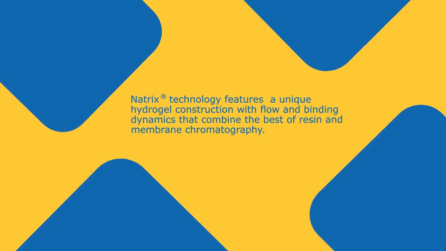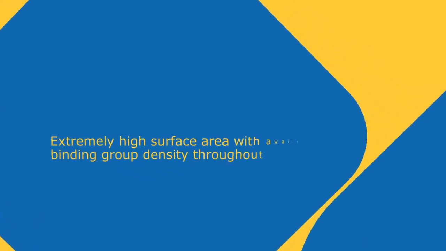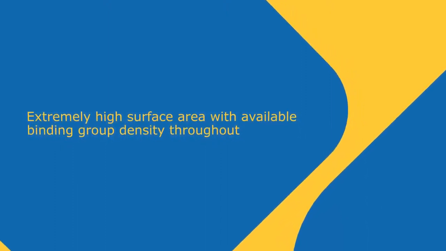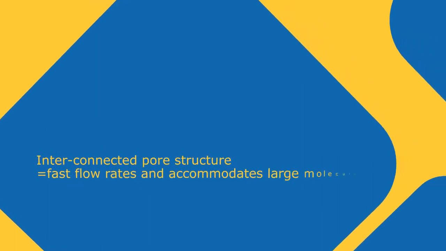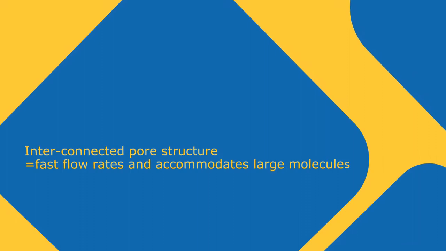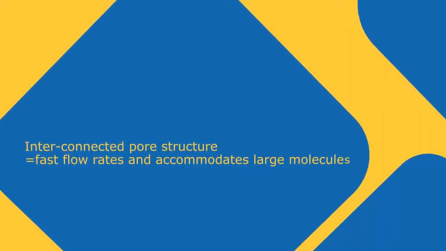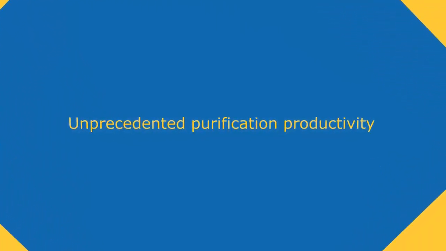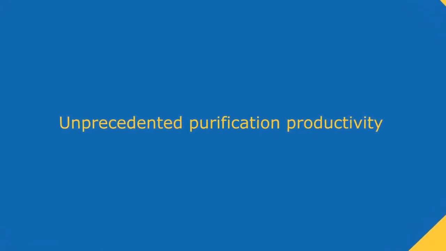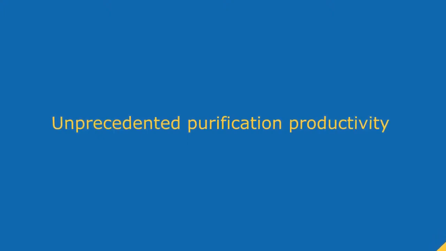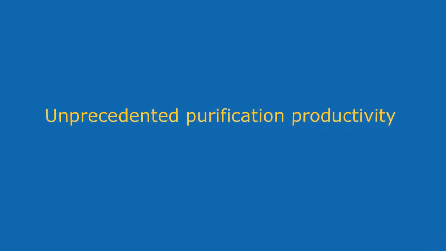The functionalized hydrogel in Natrix technology features an extremely high level of available surface area, with high binding group density throughout. The hydrogel also features an interconnected pore structure that allows for extremely high flow rates and low residence times. The large pores can effectively handle proteins as well as larger viruses and DNA. Together, these characteristics enable a new, elevated level of purification productivity. Natrix technology also achieves the same levels of selectivity and specificity achieved with modern chromatography resins.